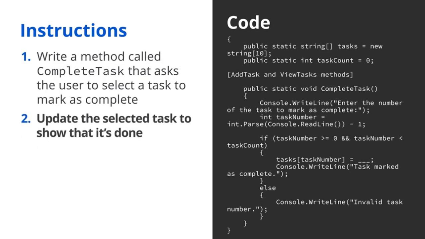Once we find the correct task in the array, we will modify it by adding the text "completed" to show it is finished. This will update the task and make it clear to the user that it has been marked as complete.